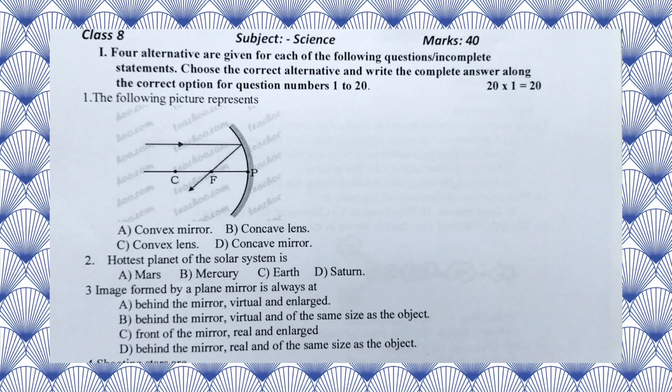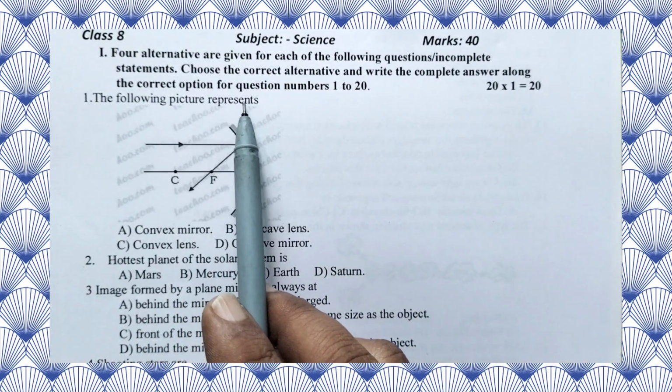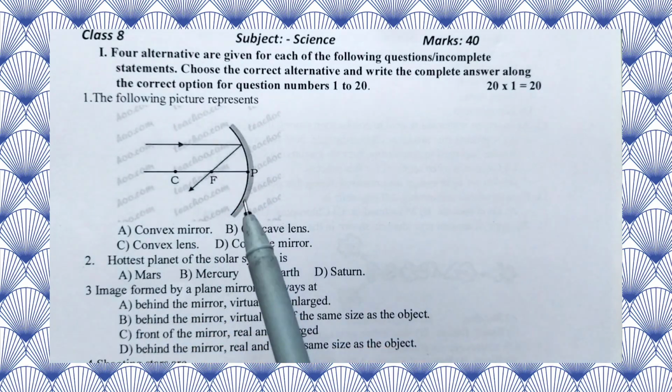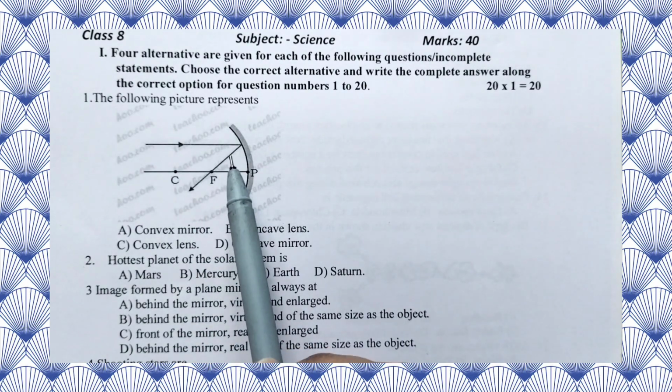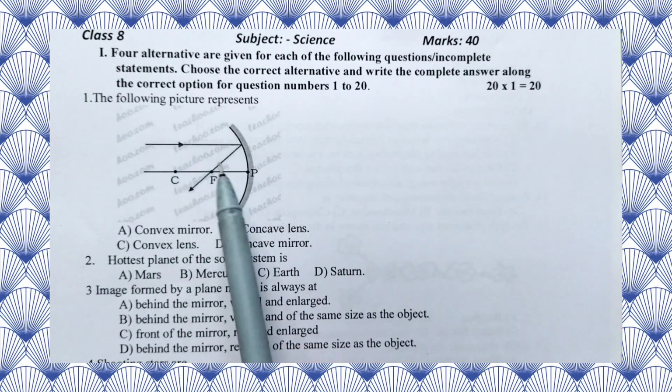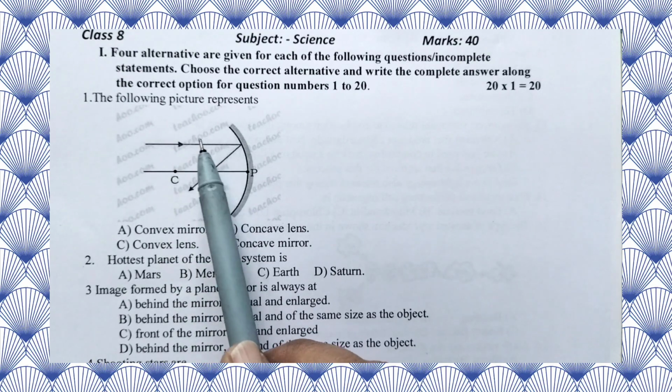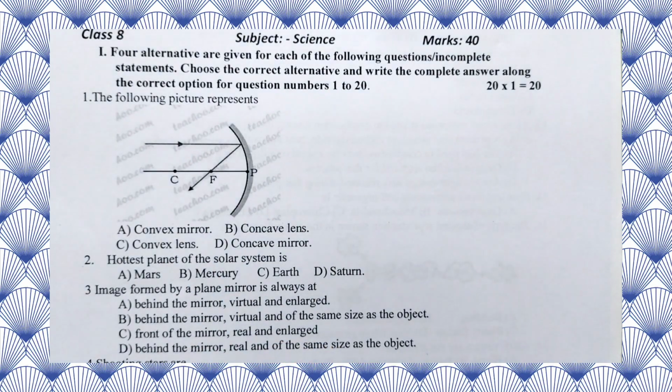In this video, we are going to answer one more practice paper of Science of Class 8th. In that, let us see the MCQ questions. The following picture represents. Here one picture is given. So in this picture we have to identify whether it is a convex mirror, a convex lens, or a concave lens.